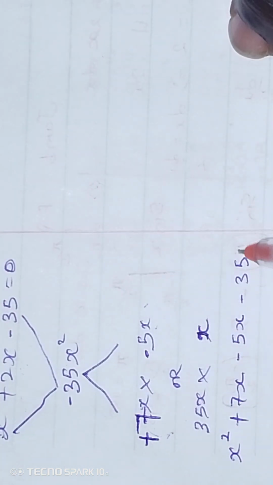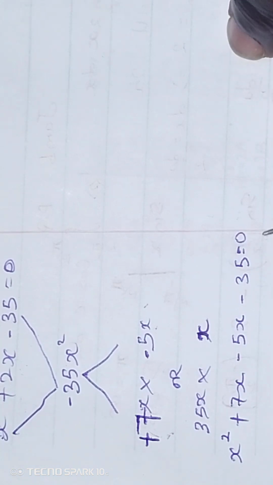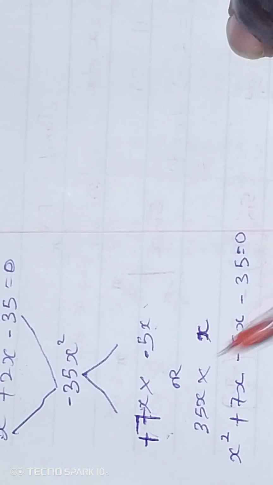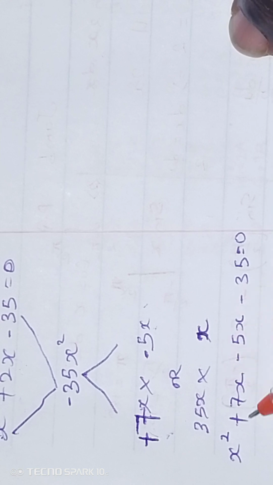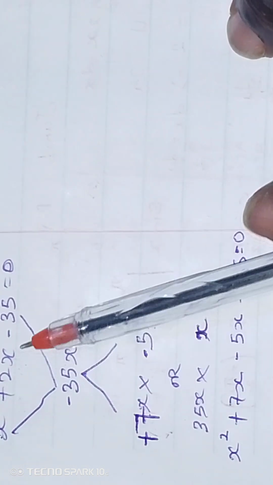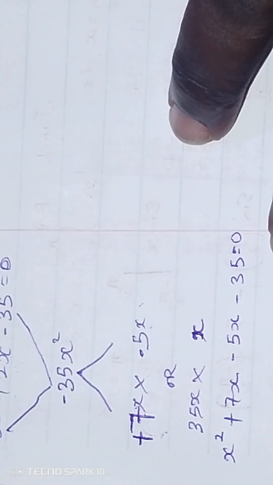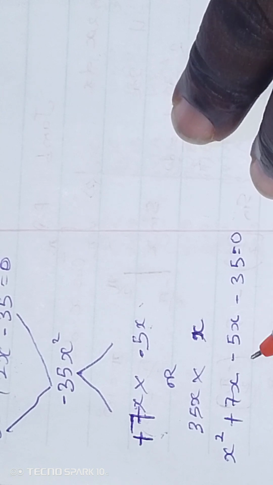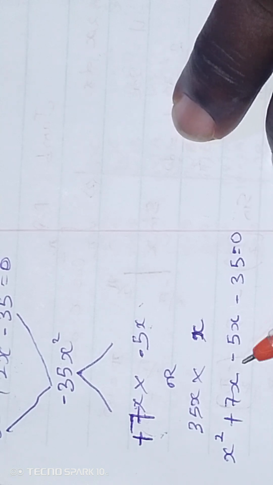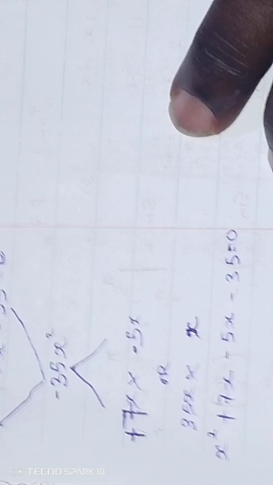So equals to 0. The only difference between this equation now and this is that the plus 2x has been written in another form, which is plus 7x minus 5x. You realize that when you solve these two terms, you get your plus 2x back. But we have to do this since we are using the factorization method of quadratic equation to solve for the values of x. Because of that, we proceed.